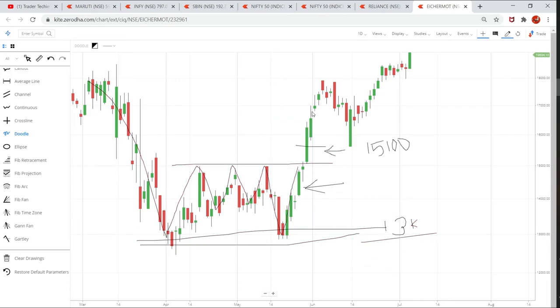So if you would have entered here, the market rallied from 15,000 to almost 18,000, came back down, and then again it crossed. If you see, again it crossed its previous highs of 18,000, and now the stock is almost near 20,000. So this is how you trade in a stock. Every stock has this pattern. We just have to identify and then mark those support and resistance, and then based on it you trade it.